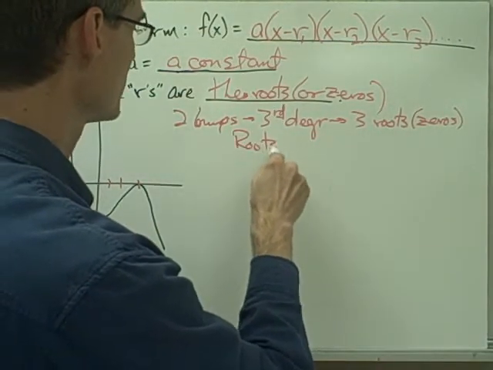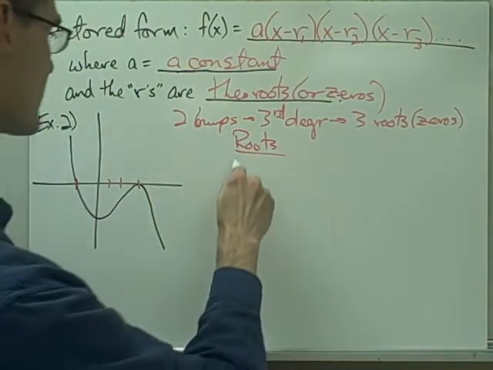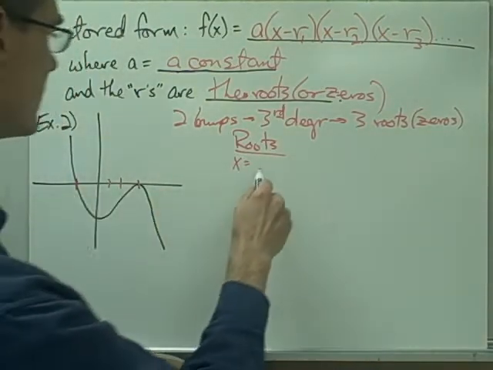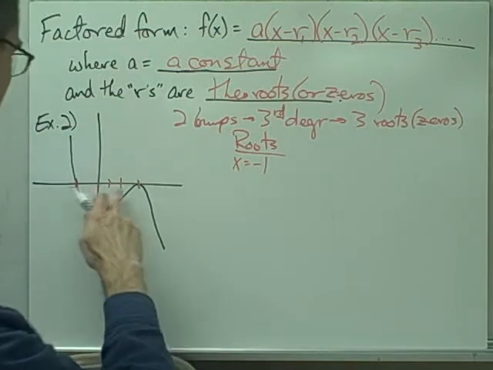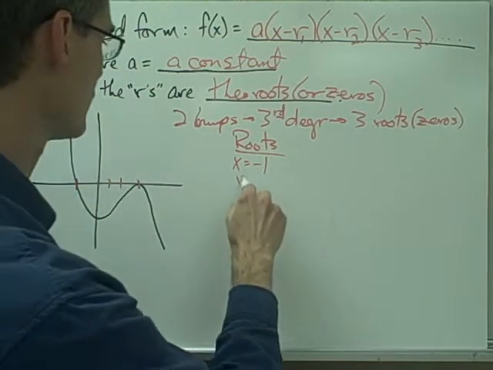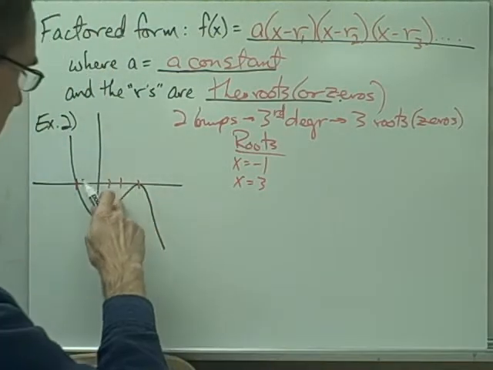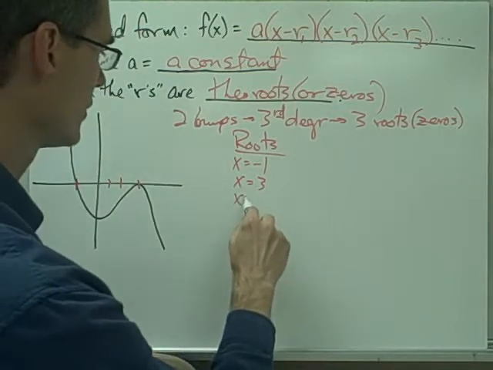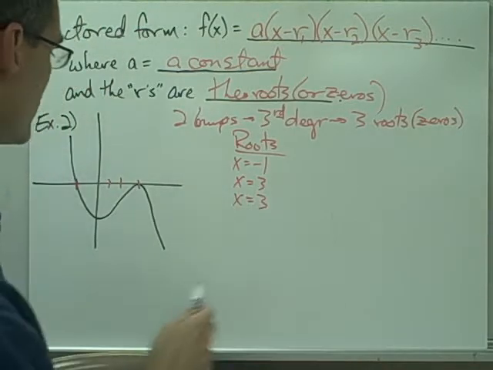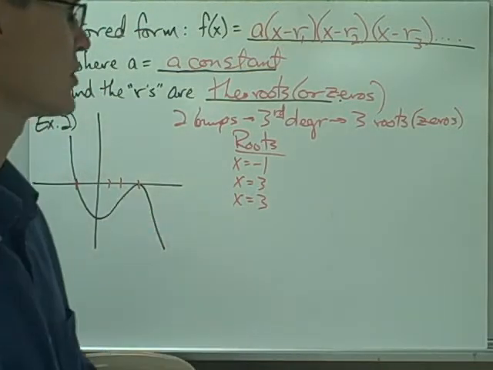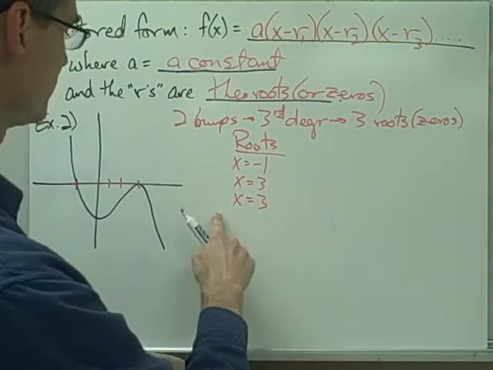So my roots are going to be, here's one at x equals -1. And I've got this one at 1, 2, 3 at x equals 3. And since there's a bounce there, that's a double root. So I've got x equals 3 repeated an even number of times, 2 times. And there's my 3 roots.